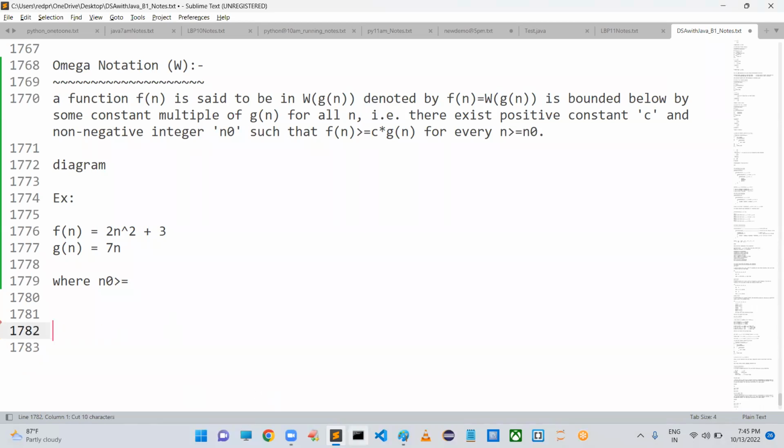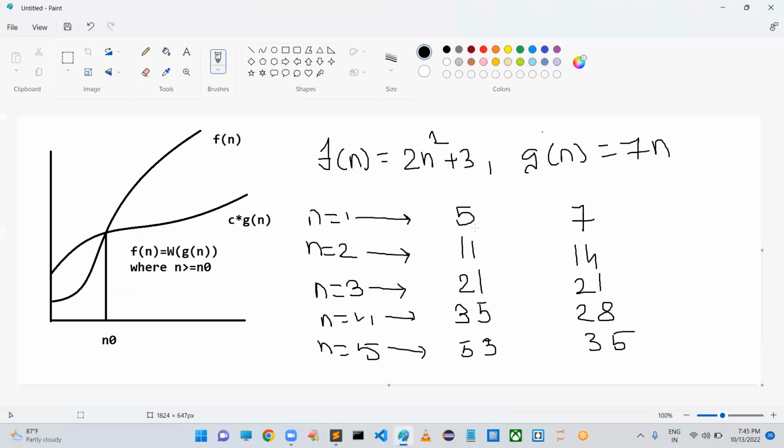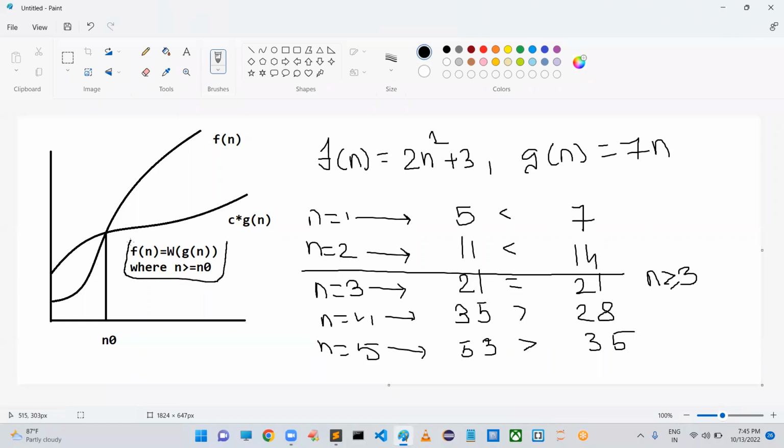So let's continue. Here you can see, when n is equal to 1, is this value less or not? Yes. When n is equal to 2, is this value less or not? Yes. When n is equal to 3, this value is equal. When n is equal to 4, this value will become greater. That means from here I can say, for n greater than or equal to 3, f of n is equal to omega of g of n.